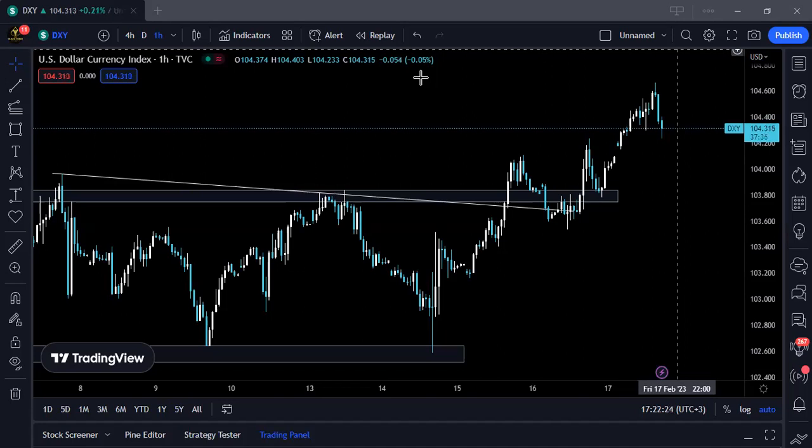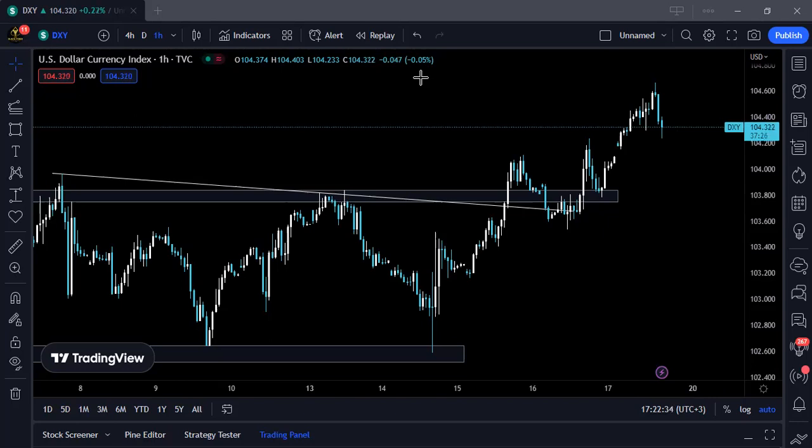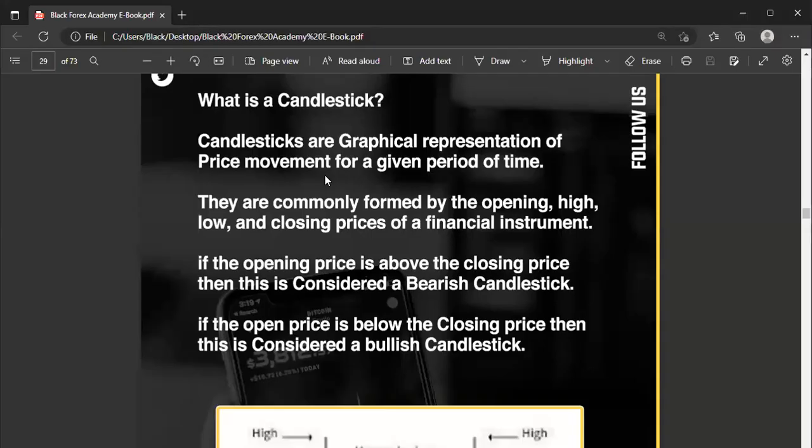Okay, cool. Now, what are candlesticks? Candlesticks, from the very definition, are a graphical representation of price movement for a given period of time, right? So you can see a candlestick is a graphical representation of price movements of a given period of time.